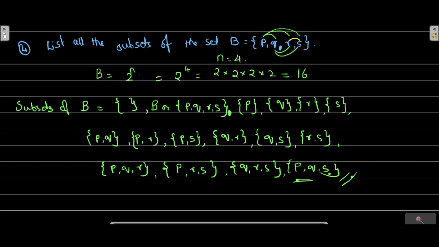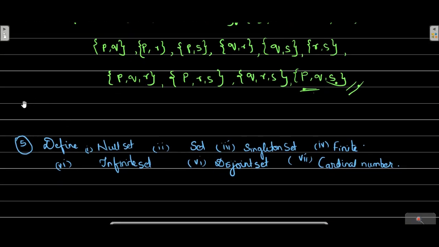So let us count now. 1, 2, 3, 4, 5, 6, 7, 8, 9, 10, 11, 12, 13, 14, 15 and 16. As we have seen that there will be 16 subsets, we have listed all of them. So let me take one more small example in order to explain very clearly. Suppose we had only two elements. Suppose the set A is equal to {1, 2}. So here n is 2.